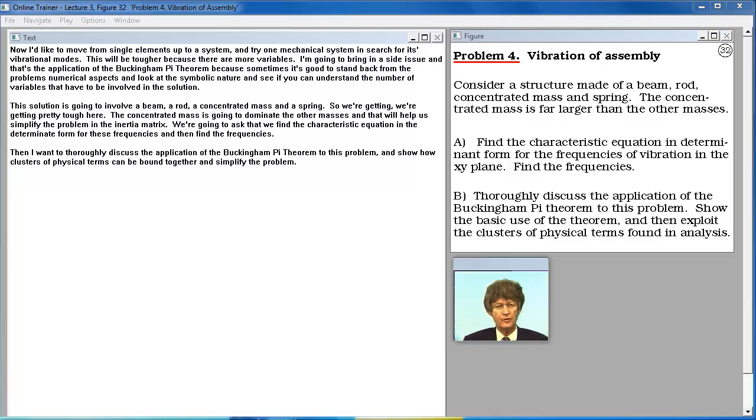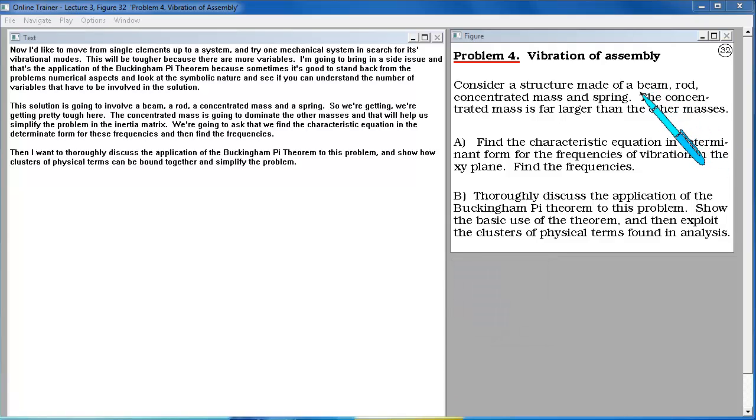Now I'd like to move from single elements up to a system and try one mechanical system and search for its vibrational modes. This will be tougher because there are more variables. I'm going to bring in a side issue, and that's the application of the Buckingham pi theorem, because sometimes it's good to stand back from the problem's numerical aspects and look at the symbolic nature and see if you can understand the number of variables that have to be involved in the solution.